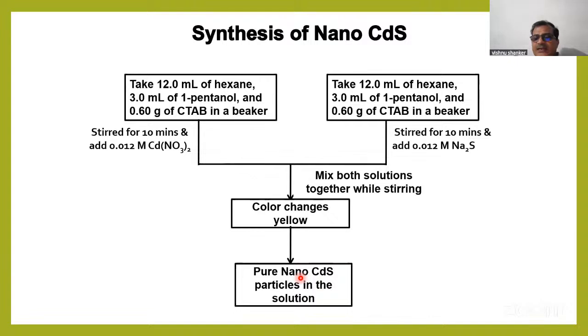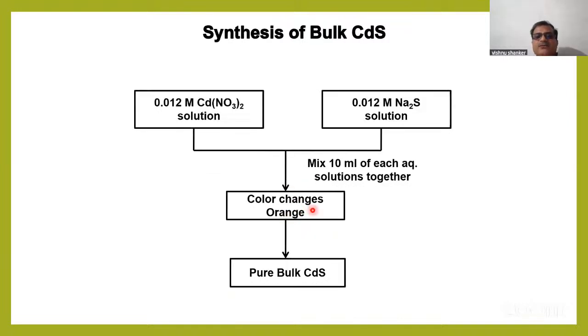So here you can easily visualize the change in the optical properties. The bulk particle shows a yellow color, but here you find an orange color. This is a very good method to show in the lab, so students can easily understand what happens when the size changes to the nanoscale level.